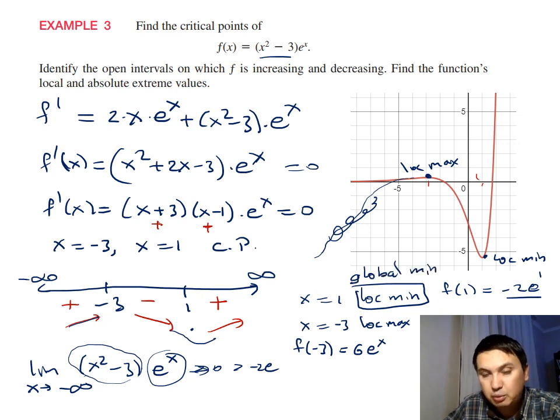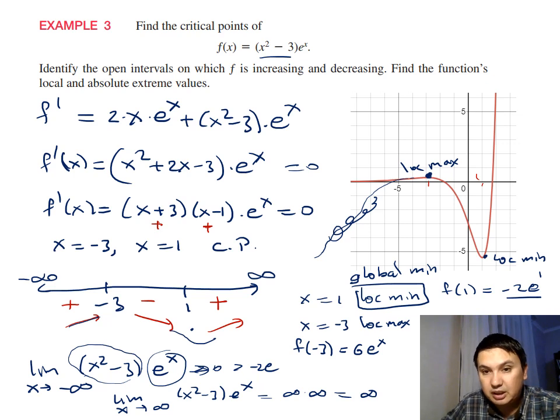Now another question is, how about this point? This is my local maximum. Can this be global? Well, you can also look at the end behavior. When x goes to plus infinity, x squared minus 3 times e to the x is like infinity times infinity, so this is infinity. Because this goes to infinity, there is no global maximum. Okay, so this is how you should investigate monotonicity, and this is how you apply the first derivative test. Later we're going to see the second derivative test.